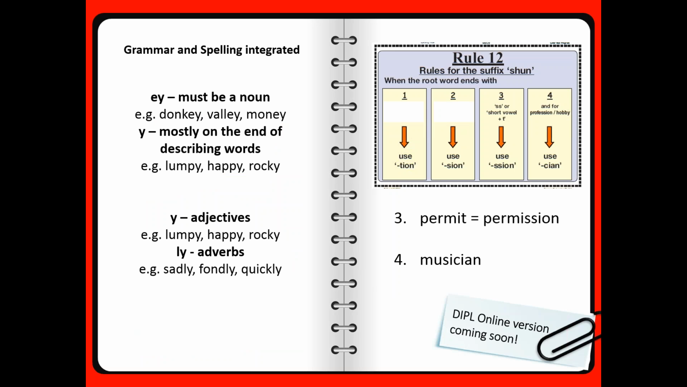We also look at the shun suffix, which is troublesome for some. Shun can be spelt in 4 different ways: T-I-O-N, S-I-O-N, double S-I-O-N, or C-I-A-N. And we want students to know when to use each ending. Some of the rules are quite simple, some of them are more complex, and we work through with students parts of the rule so that they know when to apply which ending.